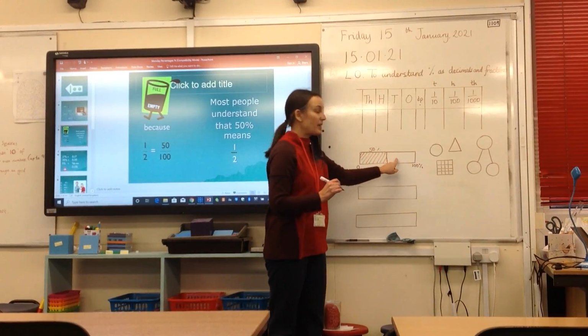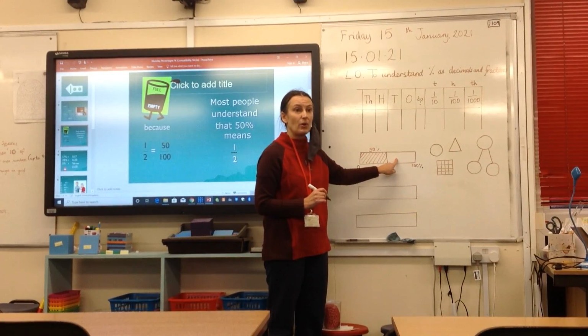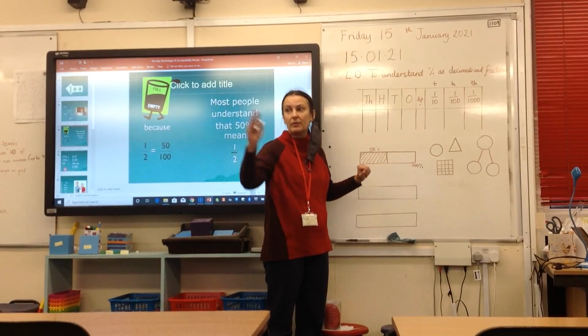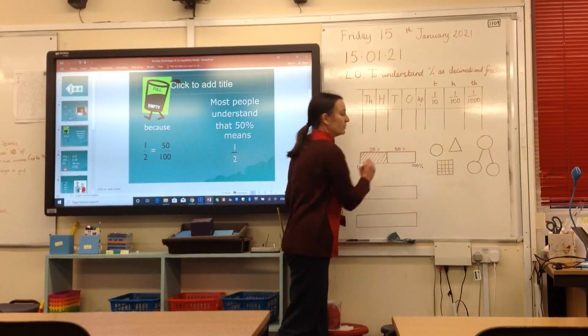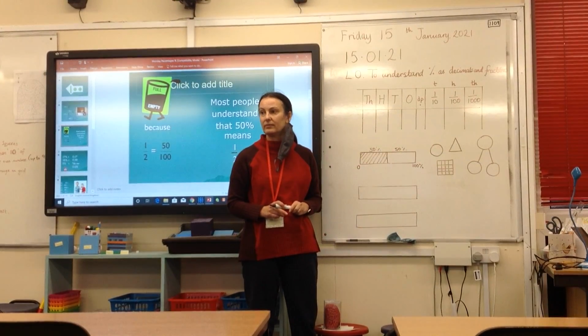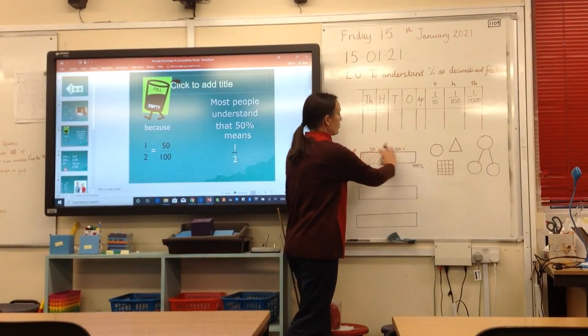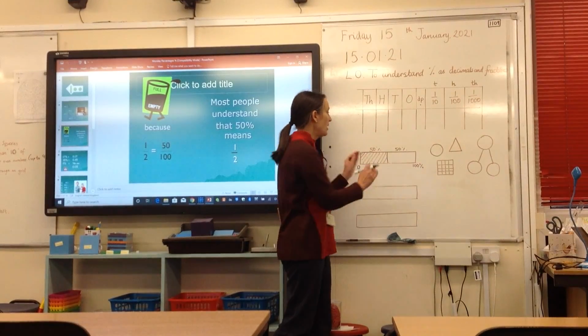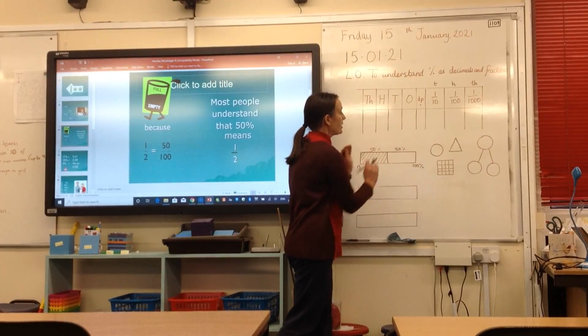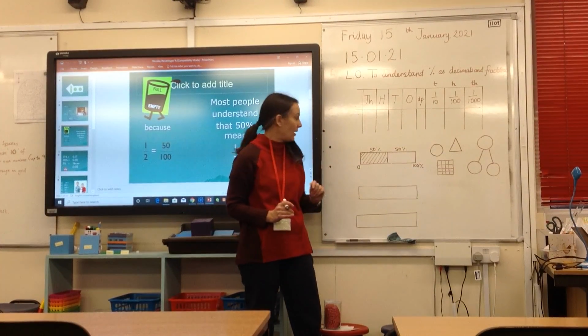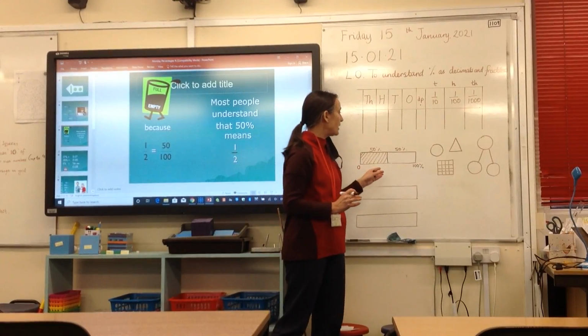So therefore, this other bit that isn't coloured in would be what percentage? 50%. Why is it 50% over this side as well? Because 50% could also be a half, and two halves make a whole. Yeah, well explained. So remember, this is my chocolate bar, the whole chocolate bar, the whole is 100%. Half of it is 50%, the other half that isn't shaded in is 50%. Well done.